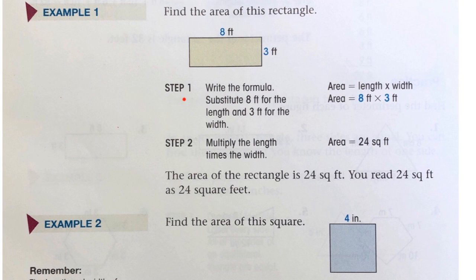Step 1, write the formula. Substitute 8 feet for the length and 3 feet for the width. Area equals length times width. So length is 8. Width is 3, so the problem to work is multiplying length times width. In this case, 8 times 3 gives us 24, and then we label it as square feet. Then you can abbreviate square as SQ for now. The area of the rectangle is 24 square feet, and you read 24 square feet as 24 square feet. Abbreviation.